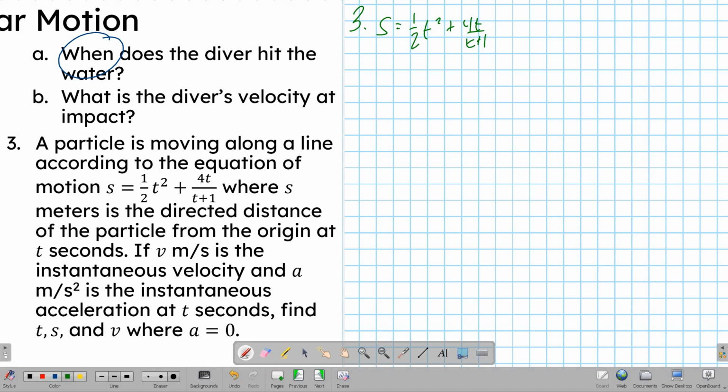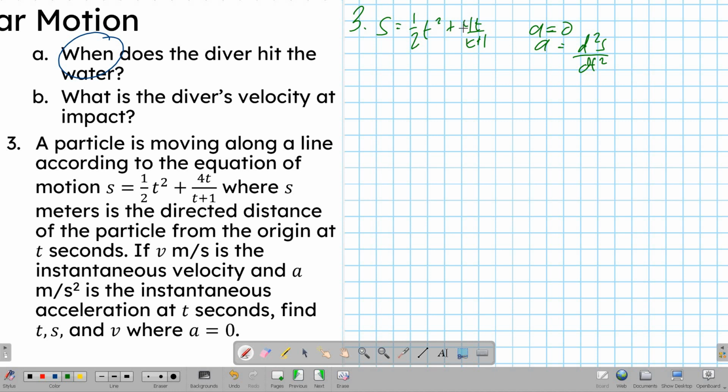Since we're given where a is equal to 0 and we know that a is actually the second derivative of our position function, that will look like d over dt of ds over dt. Sorry, it looks like d squared s over dt squared, the second derivative. So we have to find the second derivative of this.